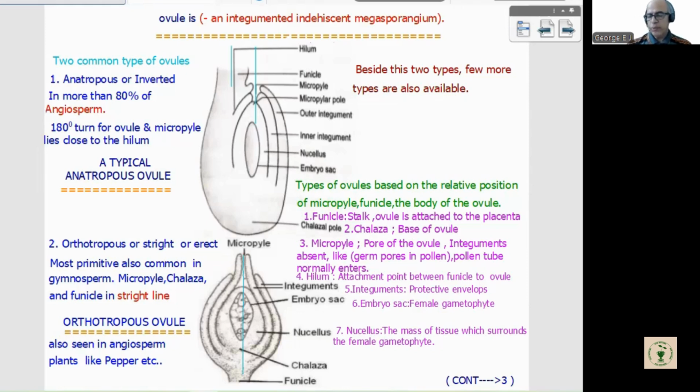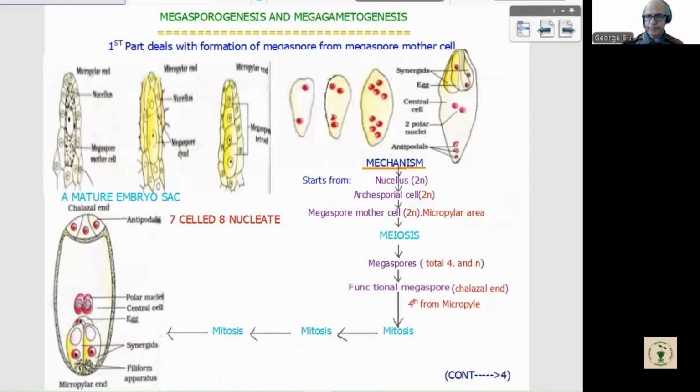Now surrounding the female gametophyte, the structure is called nucellus. That is a mass of tissue which surrounds the female gametophyte, and its cells will be diploid. So these are the main components of a typical ovule. Almost 7 items. I think the idea is clear. Now we can proceed to the third one.